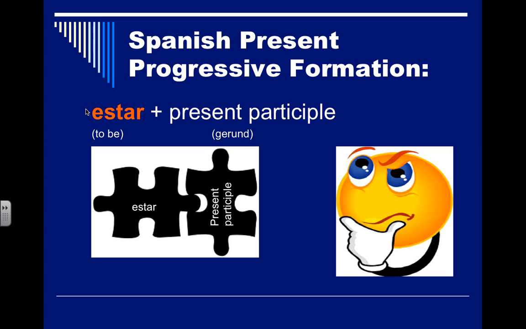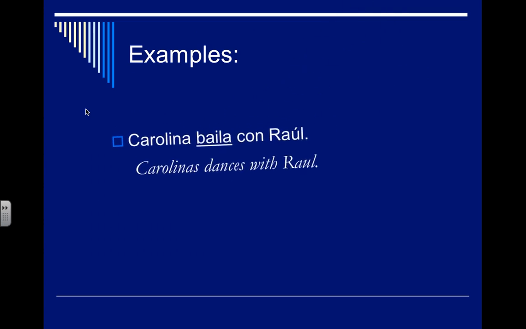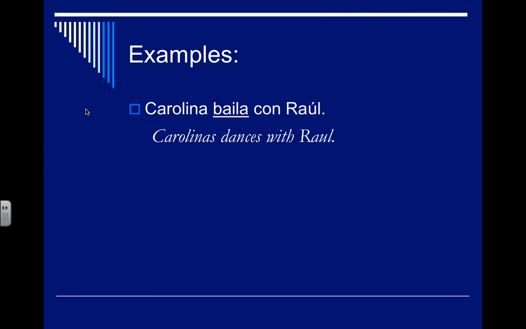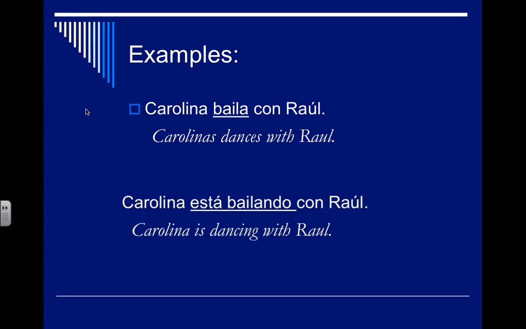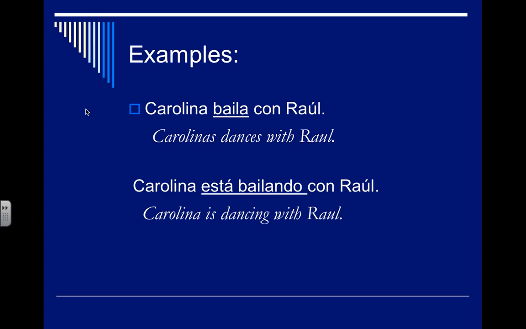But let's break this apart and first start with an example and what this looks like in English. Carolina baila con Raúl. Carolina dances with Raúl. That's just a basic present tense sentence. Now, using the present progressive, Carolina está bailando con Raúl. Carolina is dancing with Raúl. This is what's currently happening.